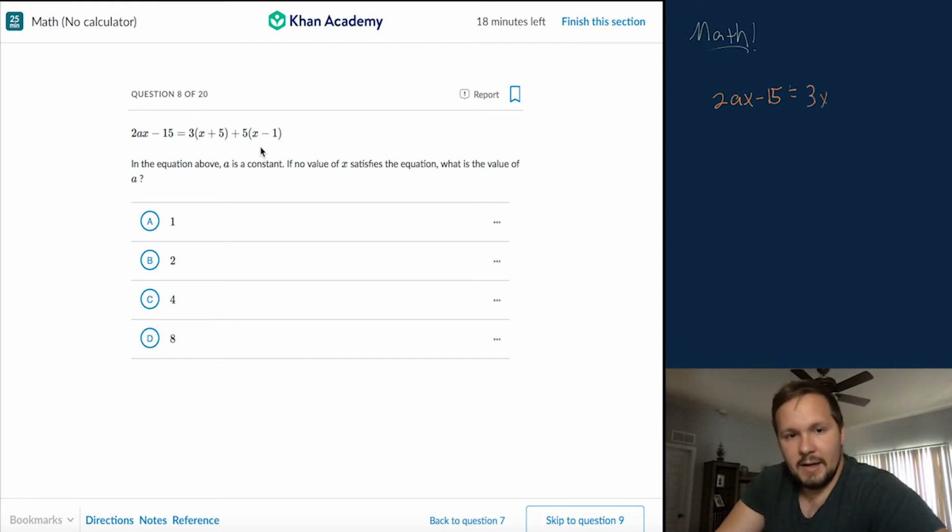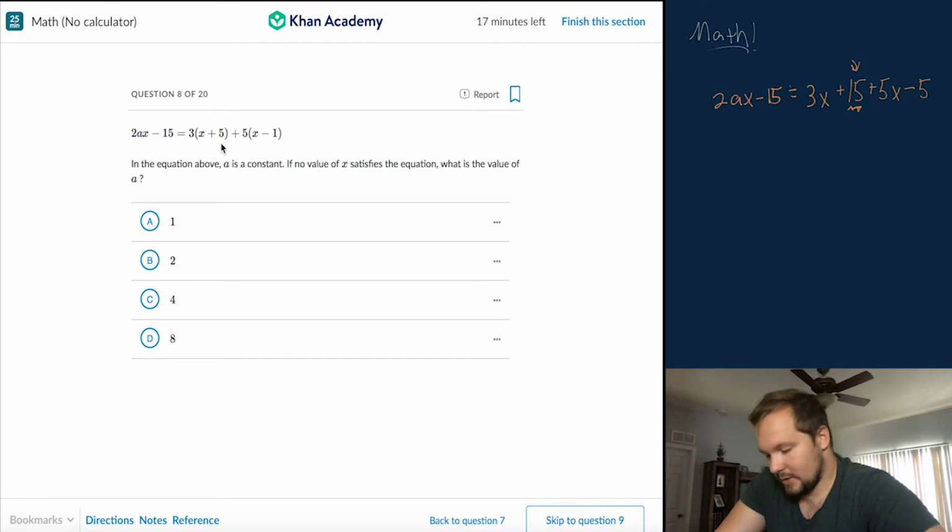So 2ax minus 15 is on one side, and equals, and we want to see 3 times x, that's going to be 3x, plus 15. I'm sorry, 3x plus 15, I need to distribute that 3 out to the x and the 5. And then it's 5x minus 5. Okay, so we subtract the 5 from 15 to get 10.